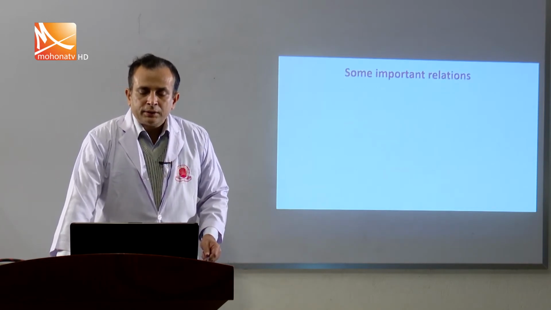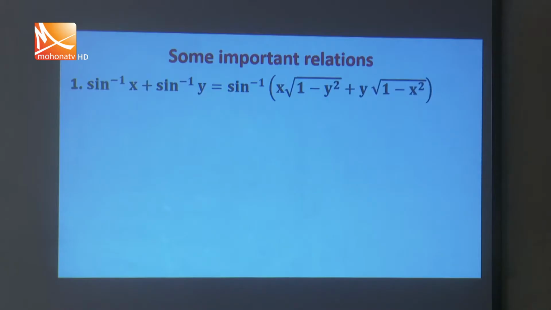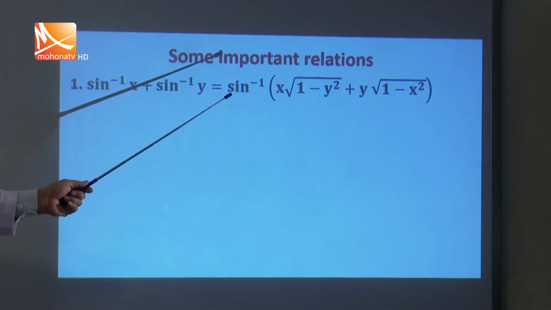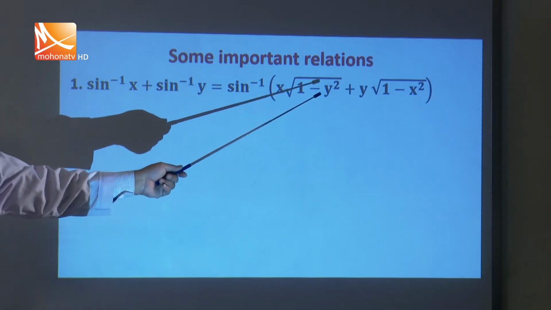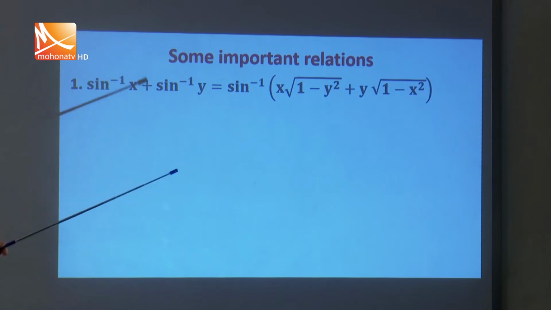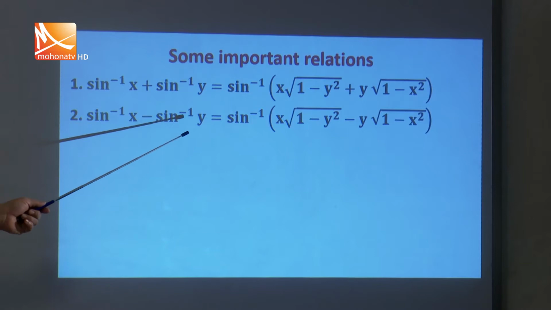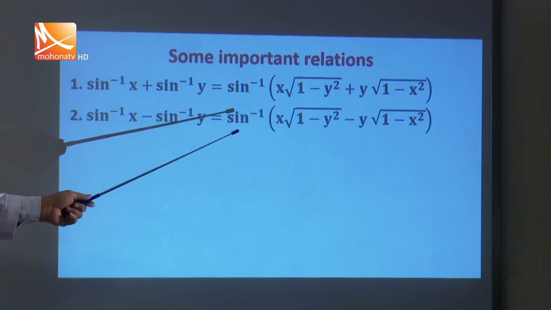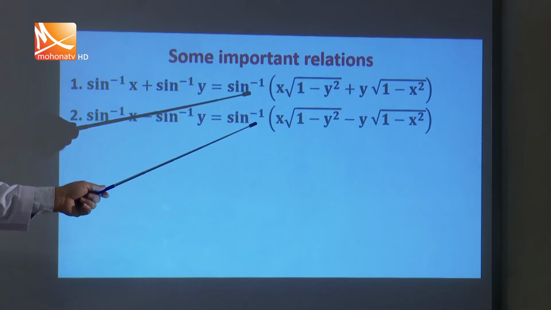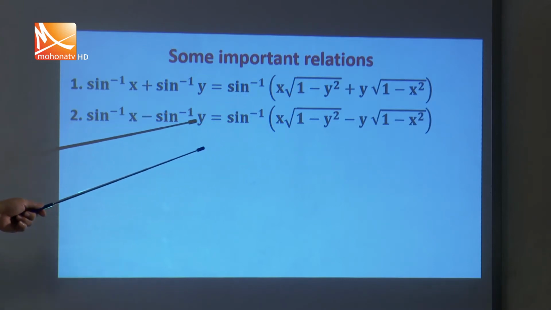Some more important relations we have already learned and explained in the last class. Sin inverse x plus sin inverse y equals to sin inverse of x into root 1 minus y square plus y into root 1 minus x square. Similarly, sin inverse x minus sin inverse y equals to sin inverse of x into root 1 minus y square minus y into root 1 minus x square.